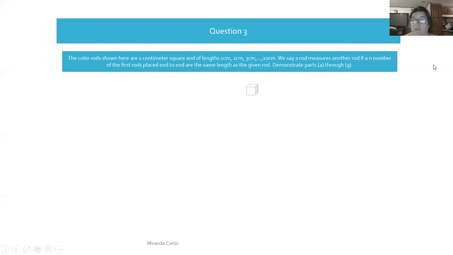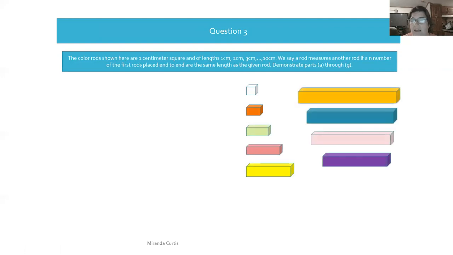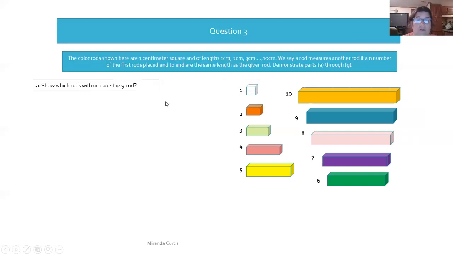Okay. Here's our little rods. Aren't they cute? I had fun with the colors. So you got all the way to 10. We start at 1 centimeter. We go all the way down to 5. And then we got 6, 7, 8, 9, 10. Okay, here's our first question. Show which rod measures the end rod.